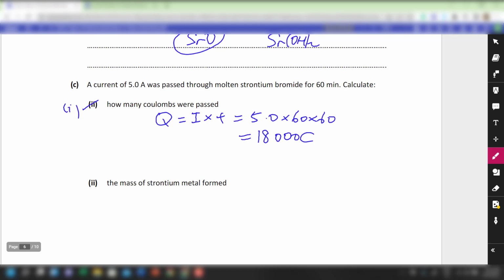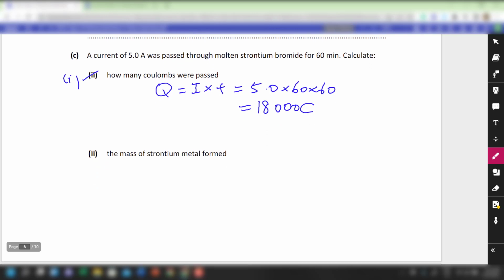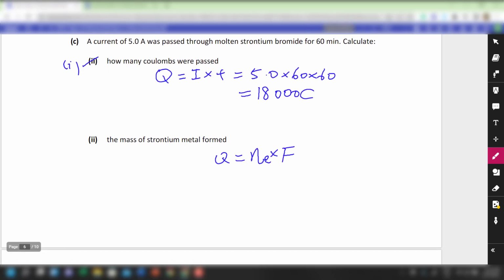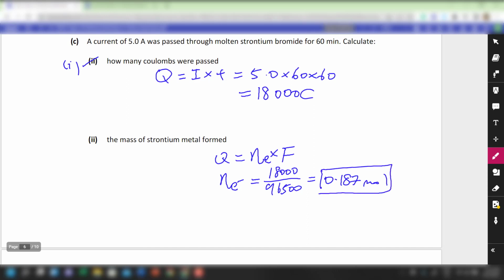And then for part 2, the mass of strontium metal formed. We know that the charge transferred is also equal to the number of moles of electrons transferred multiplied by Faraday. If you check out your data booklets, Faraday is 96,500. Therefore the number of moles of electrons transferred is equal to Q, which we have gotten from part 1, 18,000, divided by the Faraday constant, 96,500, and then we'll be able to get 0.187 moles. This is the number of moles of electrons transferred. You need to be very clear what you are calculating.